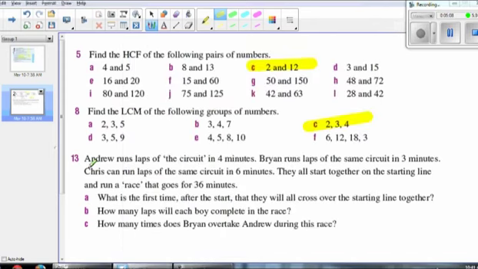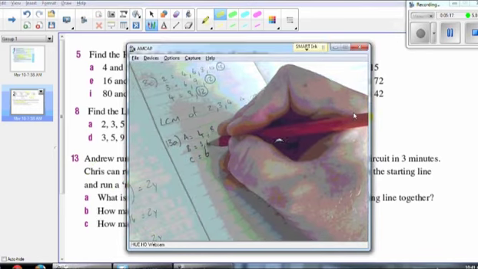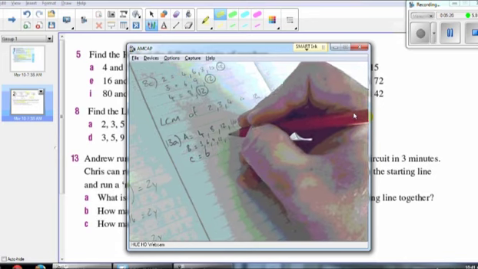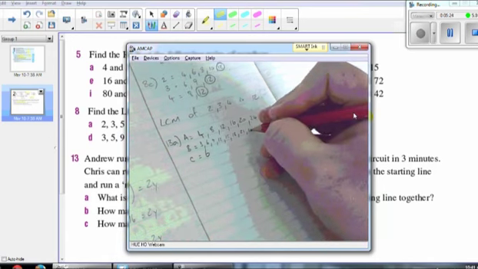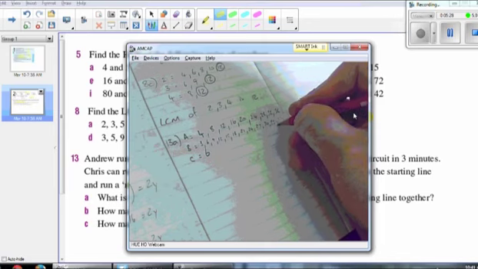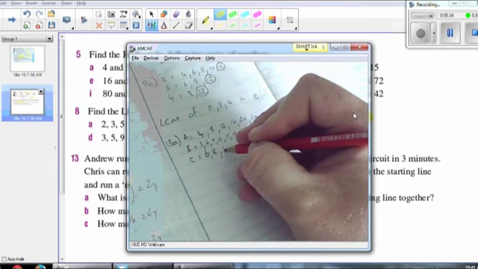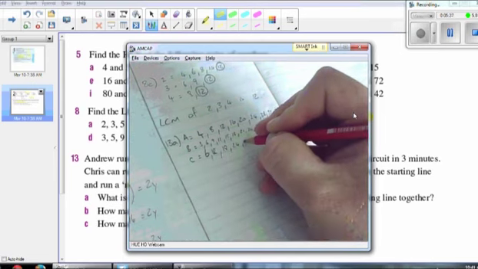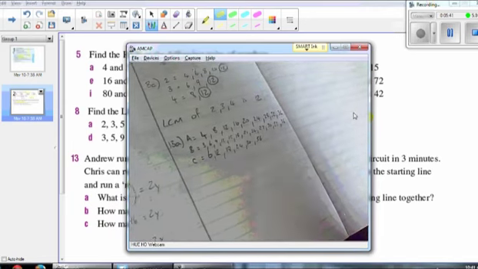Why do you think I stopped at 36? The reason for that is that here it says the race goes for 36 minutes. So here 3, 6, 9, 12, 15, 18, 21, 24, 27, 30, 33, 36, and 6, 12, 18, 24, 30, 36.